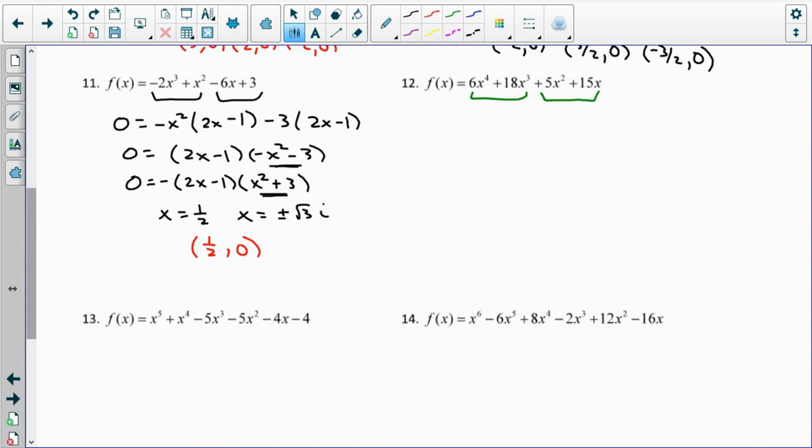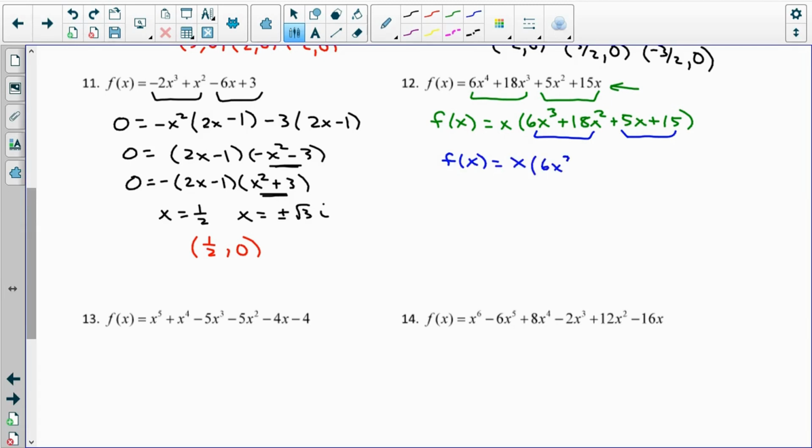Number 4, I will group these. Oh, there's a GCF. We need to be careful. So f of x equals x times 6x to the third plus 18x squared plus 5x plus 15. Now I will group these two binomials. F of x equals x times the greatest common factor of this is 6x squared, and I'm left with x plus 3. And then the greatest common factor of this is 5. I'm left with x plus 3. So I have 0 equals x times 6x squared plus 5 times x plus 3.